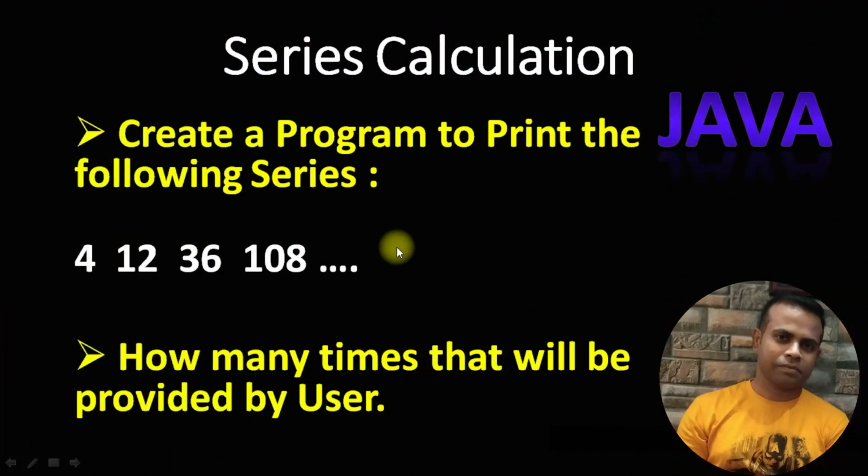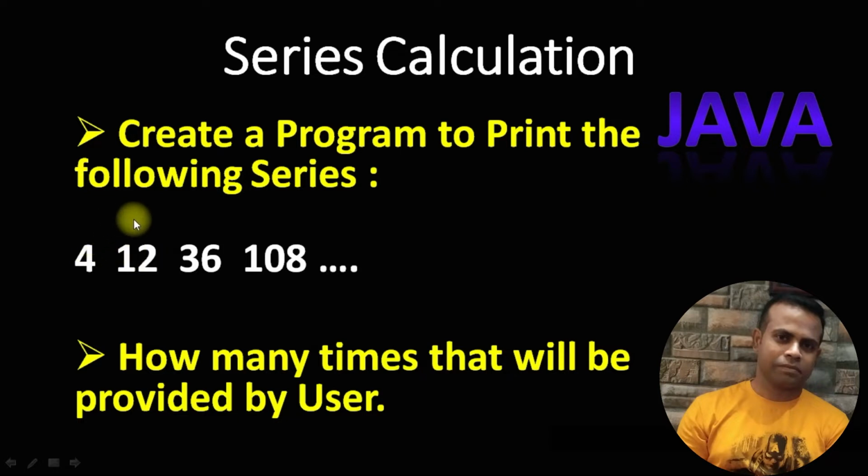Today we will create another series calculation program in Java, where the problem statement is that we have to create a program to print this type of series, where the series is 4, 12, 36, then 108, then dot dot dot, where the user has to enter the exact number of how many times he needs to print this series. Now check this series carefully and find out the clue.